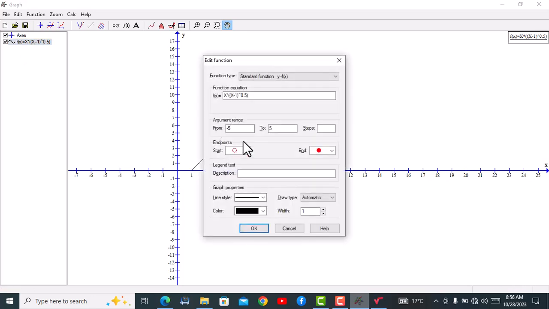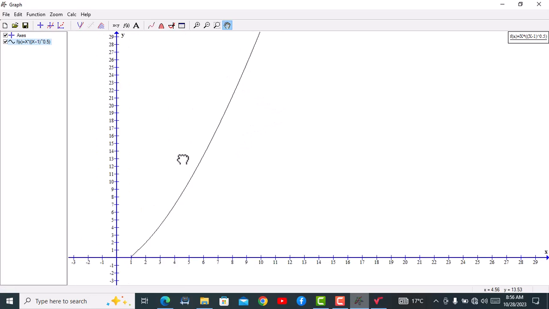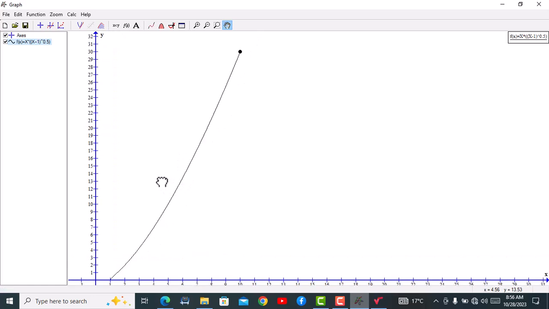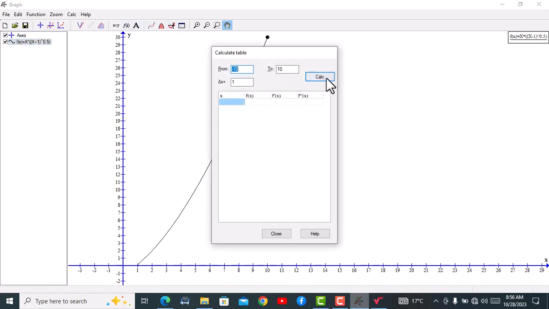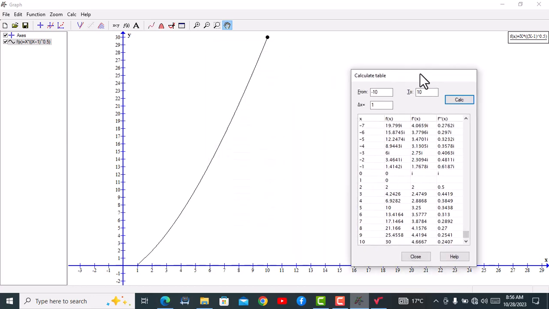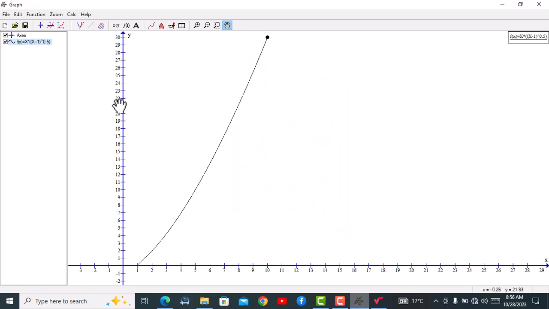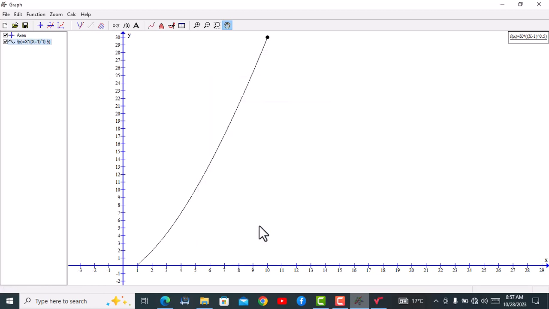Now, to check if this is true, let's try to increase our interval to 10. Remember, we are looking at the domain here, and I want you to notice something. At x equals 10, let's check the y values. At x equals 10, the value of y is 30. Is it true? Yes. Now I'm going to increase the interval. We want to check whether it is heading towards positive infinity or not. And I'm going to use 100 here.